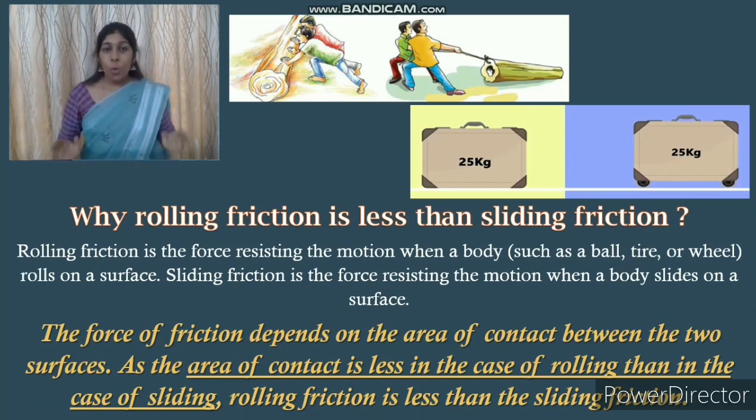So today, what did you study? Yes, types of friction. What are the 2 types of friction? Sliding friction and rolling friction. What is sliding friction? When a body slides on the surface of another body, the force of friction which originates is called sliding friction. What is the second one? When a body rolls on the surface of another body, the force of friction which originates is called rolling friction. And rolling friction is less than sliding friction.